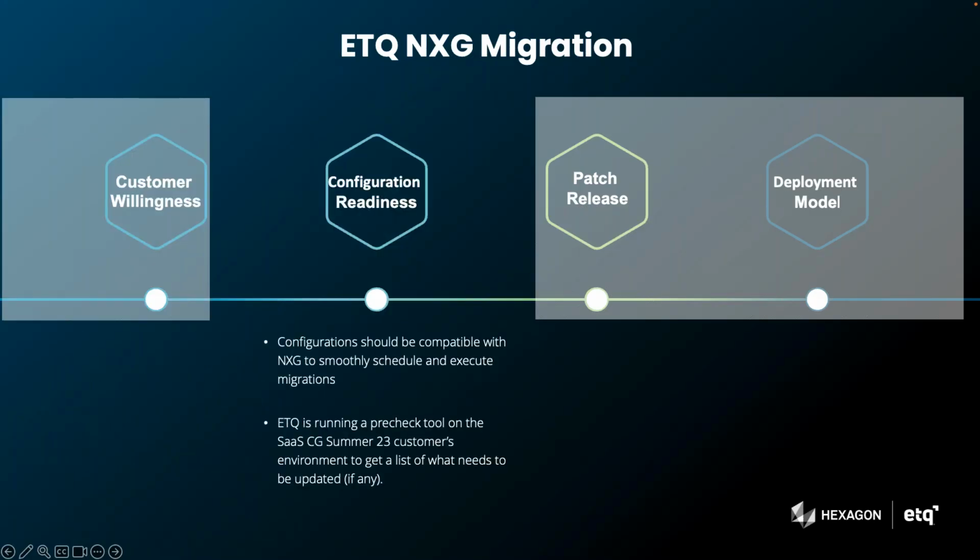Second is the migration readiness. We need to make sure configuration is compatible with NXG to smoothly schedule and execute migrations. Quick example, if the customer is using connection profile, we need that to be converted to web services. Same if the customer is using employee training today, this should be converted to training management. So how do we know the level of effort for each customer? Simply by executing a tool that we call the pre-check tool.